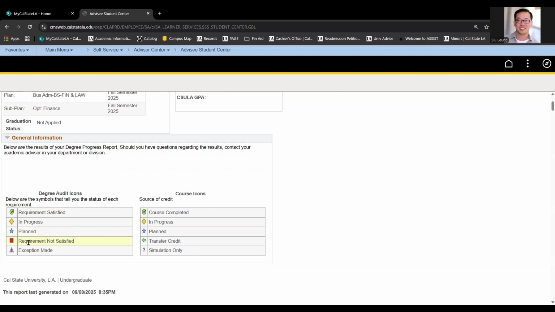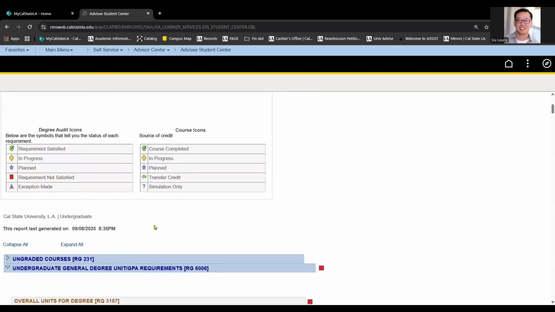Of course, for many students, especially new students or even freshmen, you're going to see the red boxes. Those mean that you haven't taken those courses yet. If you're a transfer student, you're going to see that little arrow in some of your classes. That means it was transferred in from either a community college or another college that you transferred from. Right? So just keep a note of that legend.